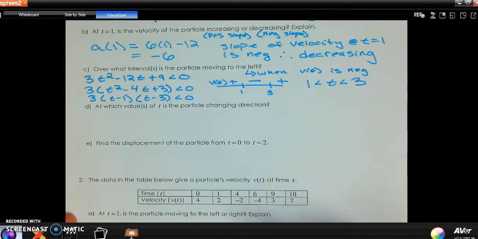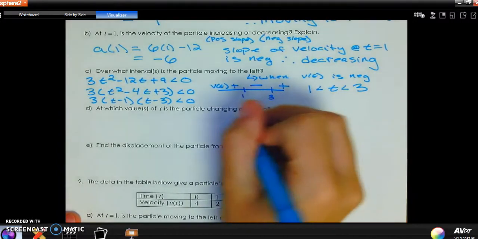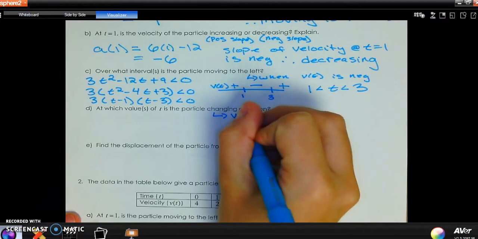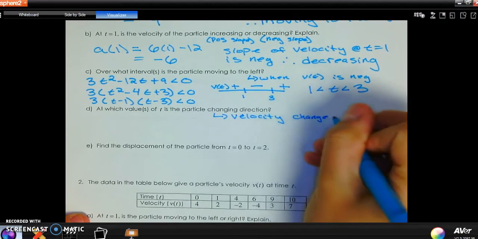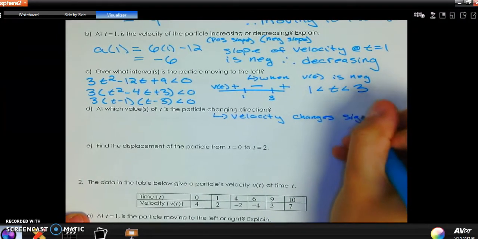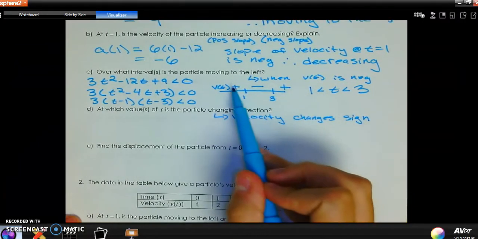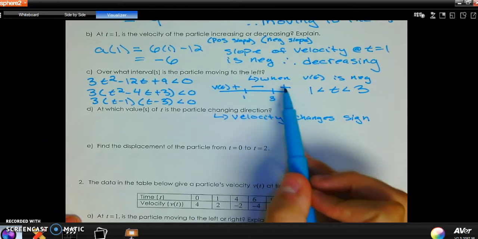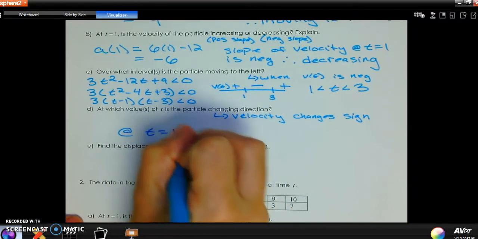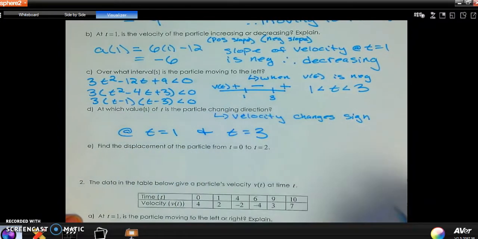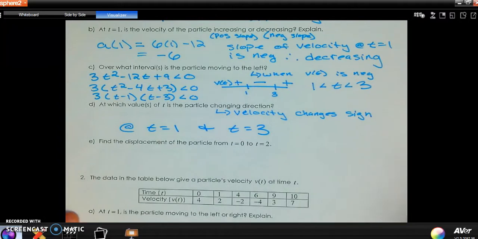At which values of t is the particle changing direction? So direction changes when the velocity changes sign. That means it could go from positive to negative or negative to positive, either one of those. Going back to that chart that I used up here, my velocity goes from positive to negative at 1, and then it goes from negative to positive at 3. So this changes direction at t equals 1 and at t equals 3. So this changes direction 2 times. It's moving to the right, then it moves to the left, then it moves to the right.